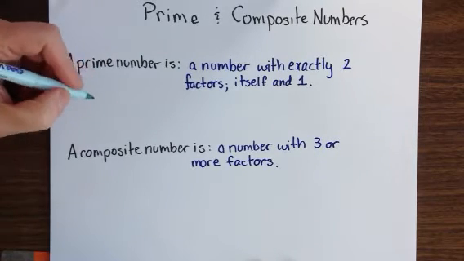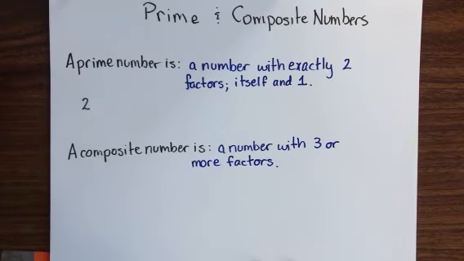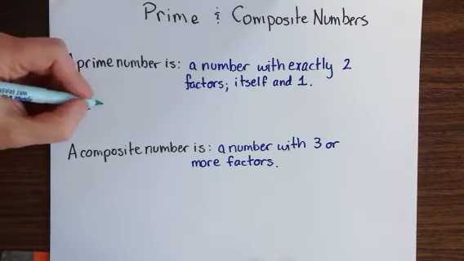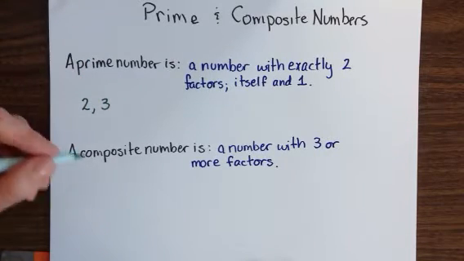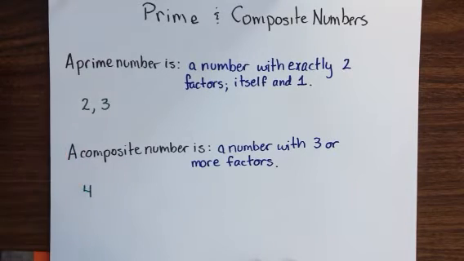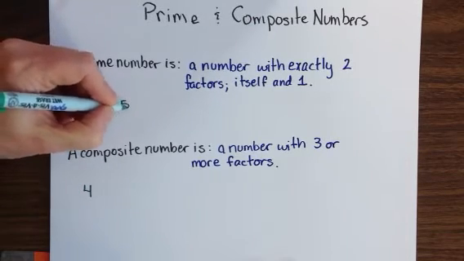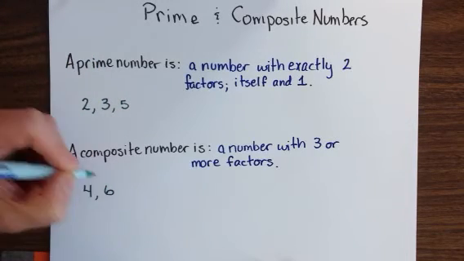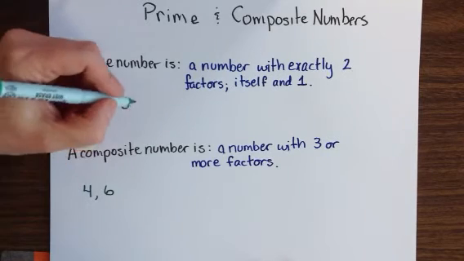So our first prime number is going to be 2, because the only times table that 2 answers is the times table 2 times 1. Our next prime number would be 3, for that same reason. It's 3 times 1. And then 4 is going to be our first composite number, because it has the factors 1 and 4, but it also has the factor 2, since 2 times 2 equals 4. The next number in our prime list will be 5, and then 6 is a composite number, since it is 2 times 3 as well as 6 times 1.